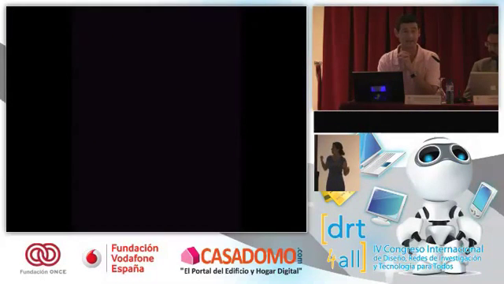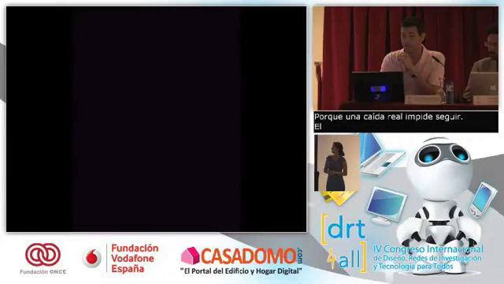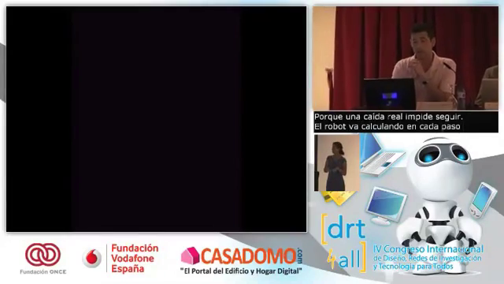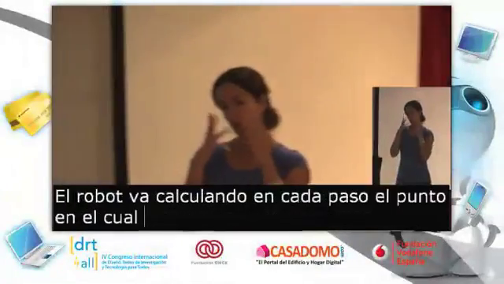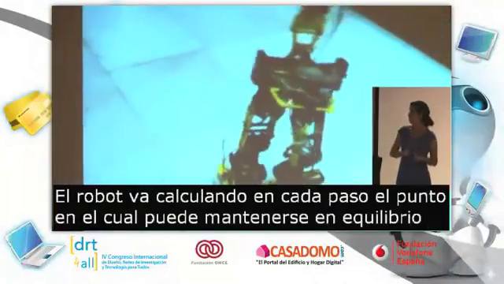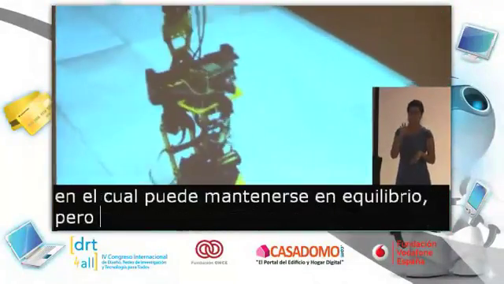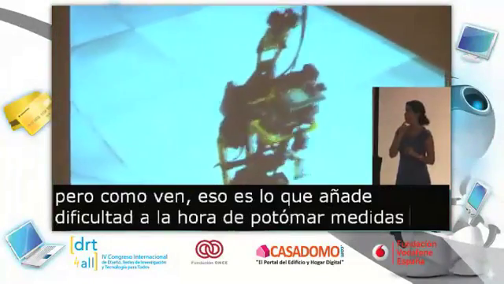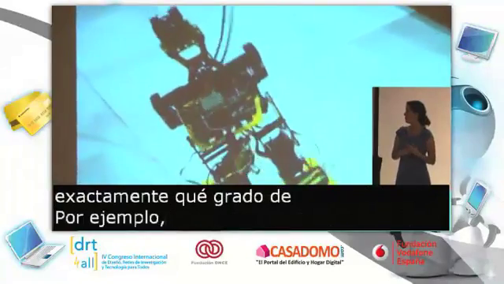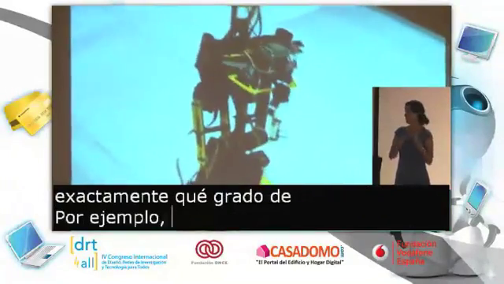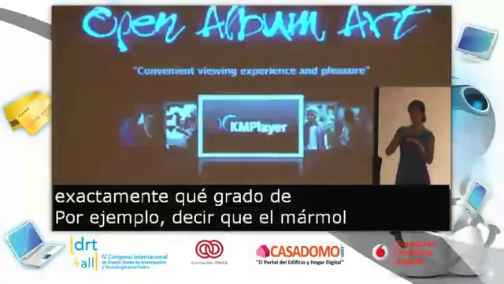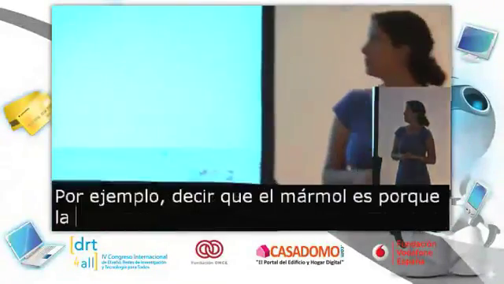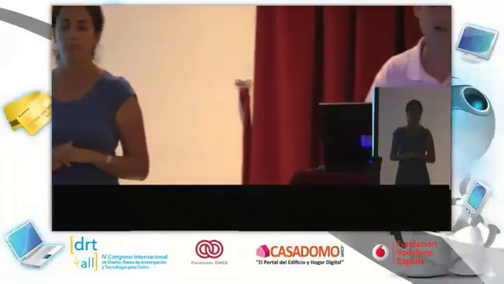As you can see, there is a string, because if there is a total fall to the floor, that would prevent it from going, and the robot calculates every step, the point at which it can maintain balance. But as you can see, the structure is not very rigid, and that adds difficulties when making measurements. Also, the marble is one of the best floors for it to move on, because carpet is really bad for these robots.